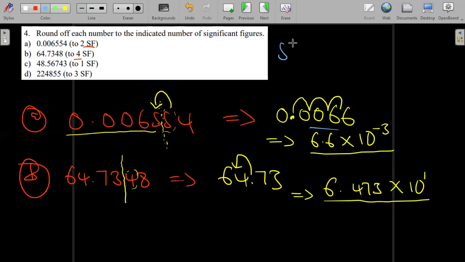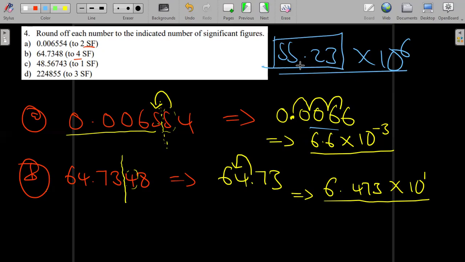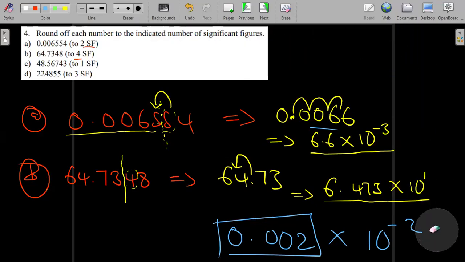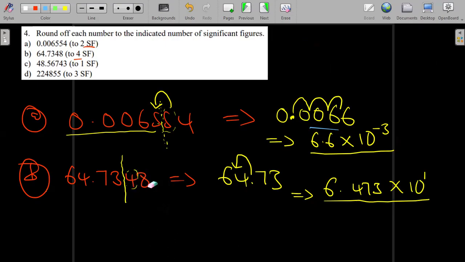So meaning if you have the number 55.23 whatever times 10 to the power 6, this here is not scientific notation. Why? Because this number here is not less than 10. Or if you have a number 0.002 times 10 to the power -3, this here is not scientific notation. Why? Because this number here is less than 1. So the number that should be there should always be greater than 1 and less than 10. So those are the rules. Make sure you follow them when you are putting something in scientific notation.